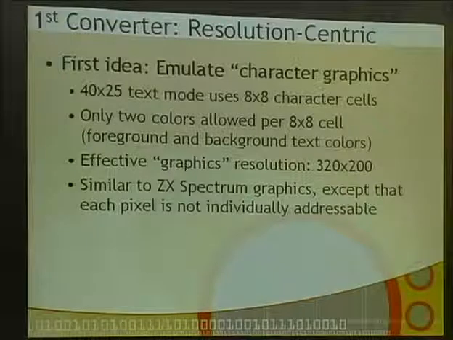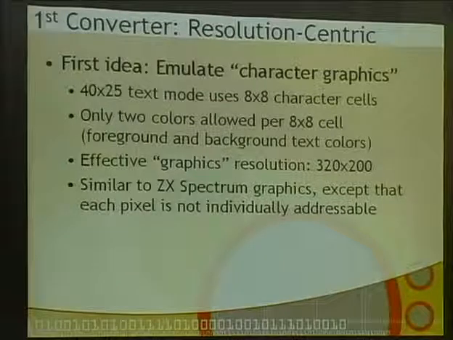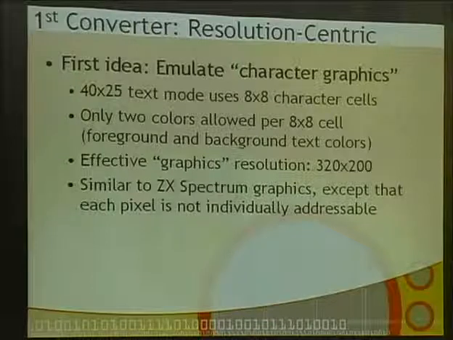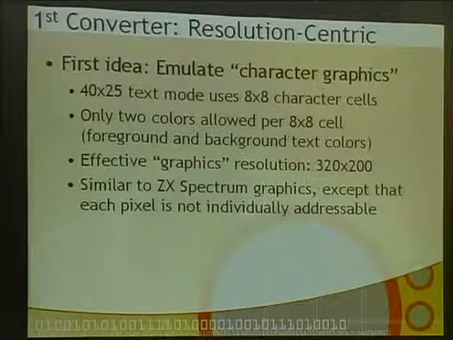So I was thinking 40 by 25 text mode uses the same thing. It's 8 by 8 character cells. So only 2 colors are allowed per cell. And if you count out all of the individual dots that are actually displayed on screen, it comes out to 320 by 200. So this was my reasoning, that I would start with a 320 by 200 picture and try to map it as best I could to all the dots on the screen.